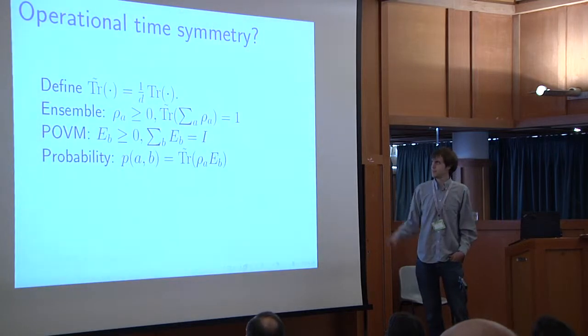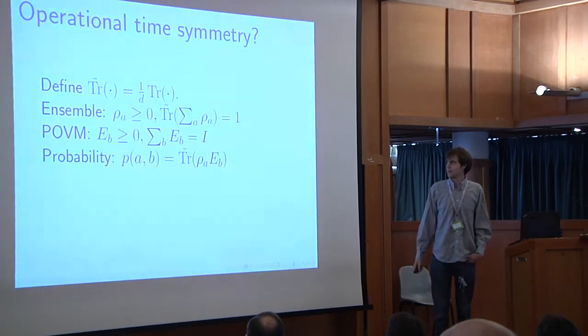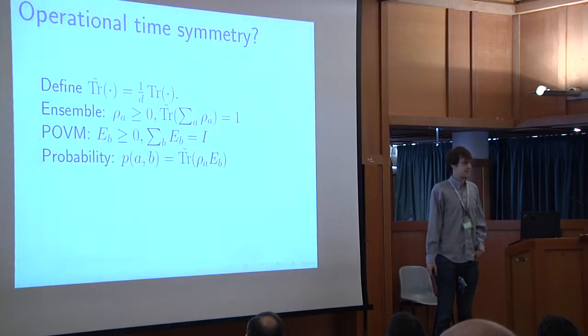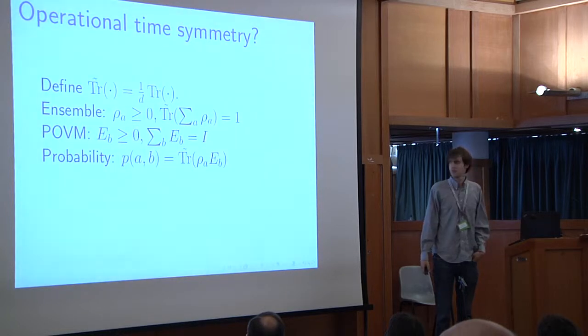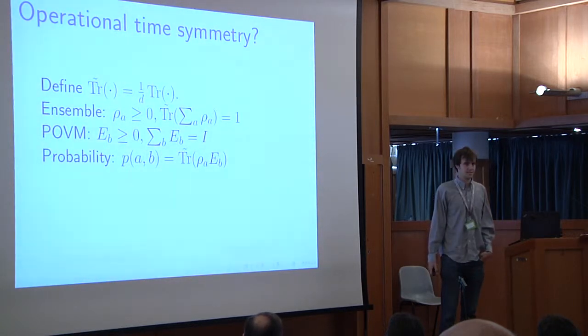I can choose between 2 different preparations at the start of the experiment, and then using some measurement at the end of the experiment, I can read out a message. But I can't choose between 2 different measurements at the end of the experiment to send a message to somebody at the start of the experiment.